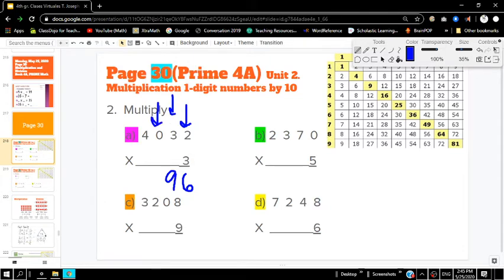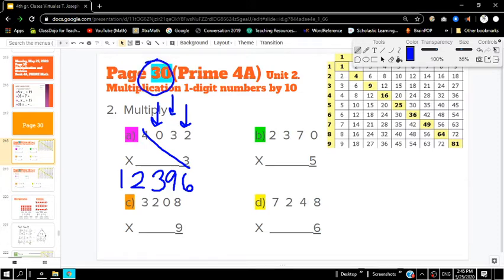Hundreds, 0 times 3 is 0. You'll notice my numbers go right below my problem. My answer blank is right next to, in line with my problem. And then 4 times 3 is 12. We're going to put a 1 over here and a 2 down here. Okay, that was pretty simple. 12,096 for number 2A on page 30.